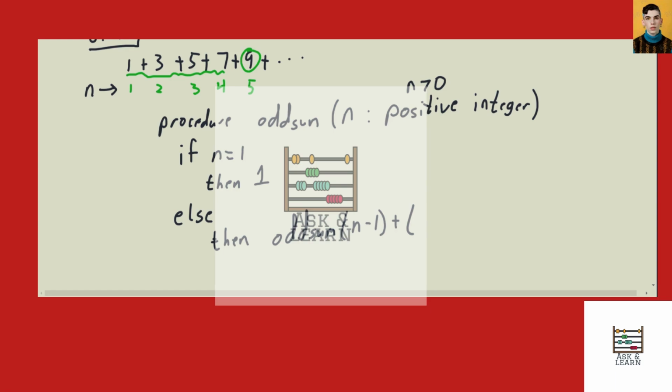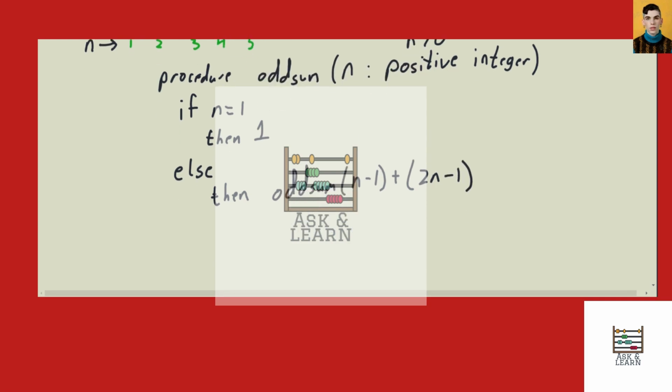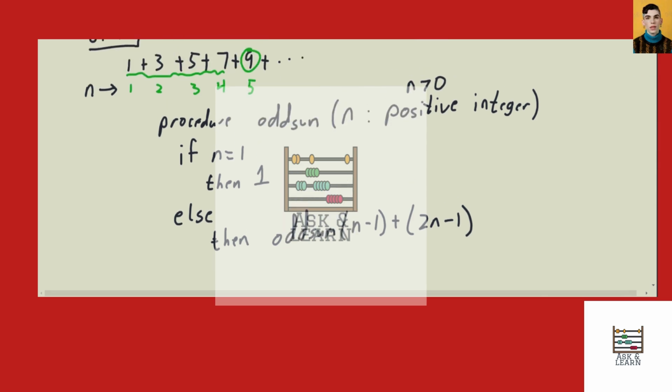We can't say 9. We have to relate it to n. So n is 5 here. The relationship, the fifth odd integer is 9. So the nth odd integer is going to be 2n, so 10 minus 1. Right? And that is your procedure right there. All right, we are done.